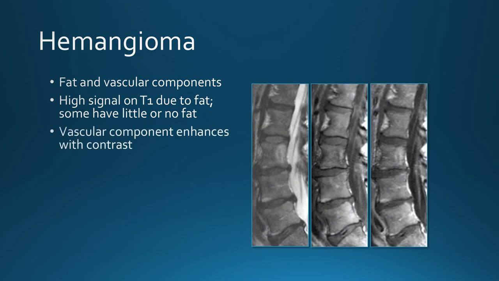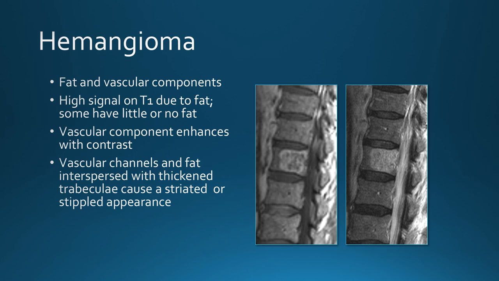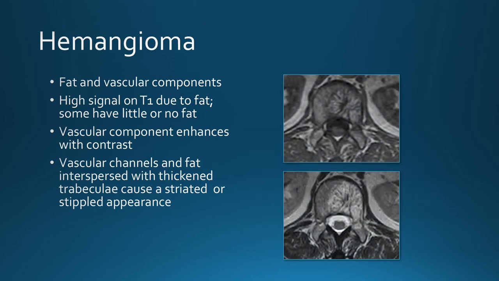The vascular component of the hemangiomas will enhance with contrast. The vascular channels and the fat interspersed with the thickened trabecula often cause a striated appearance. This is very typical striated or corduroy appearance. On transverse images, sometimes it causes somewhat of a sunburst appearance.